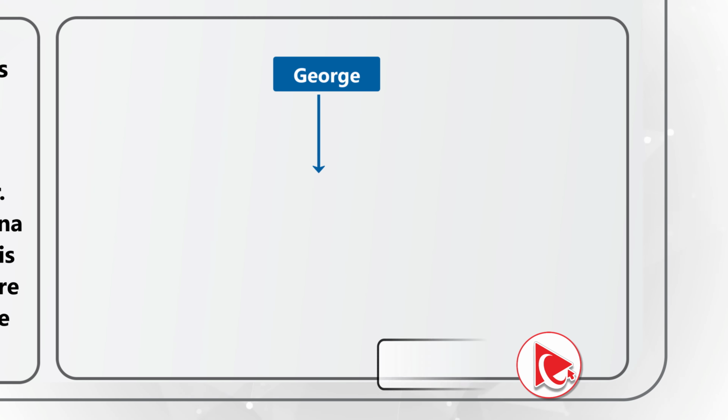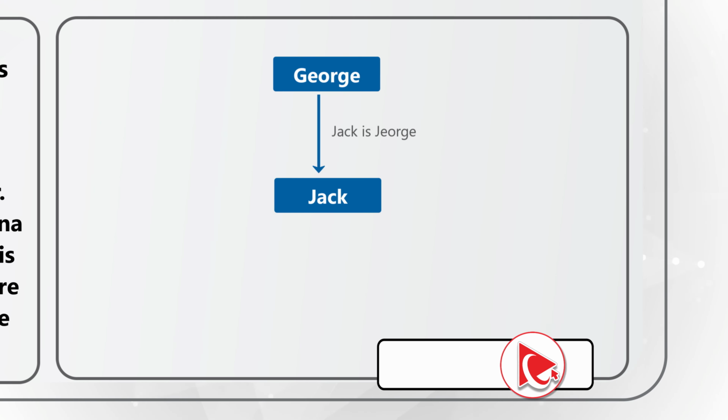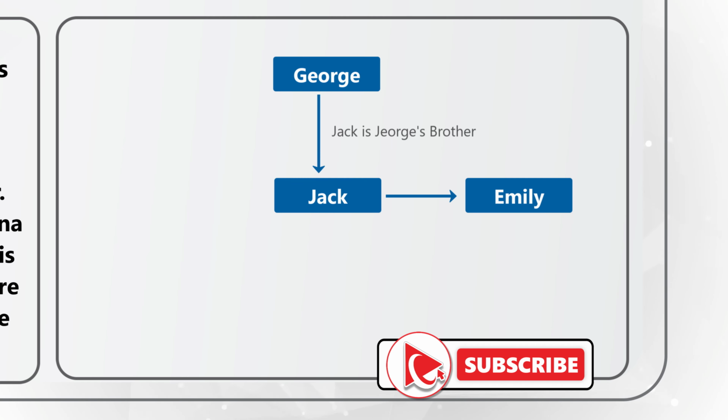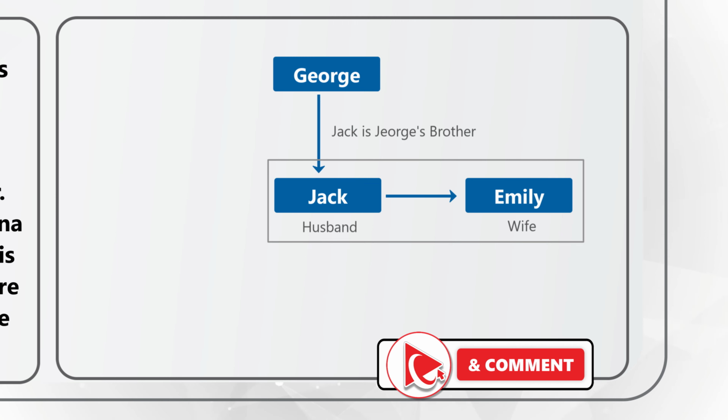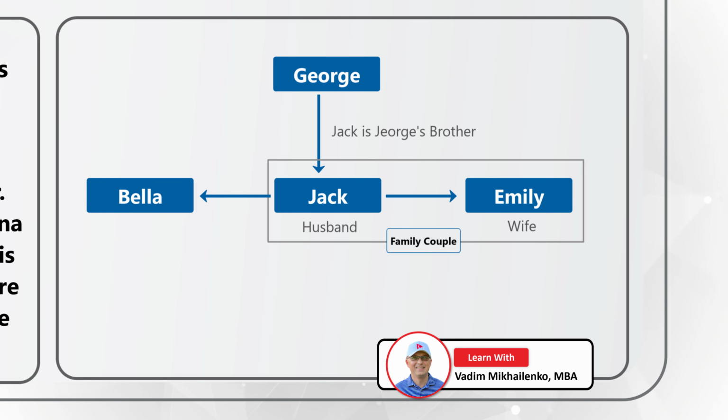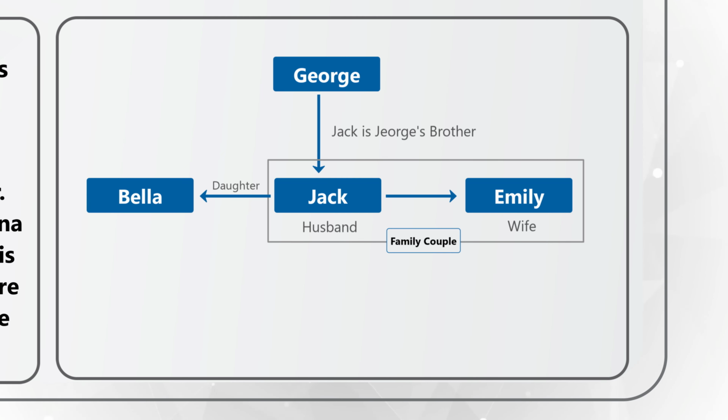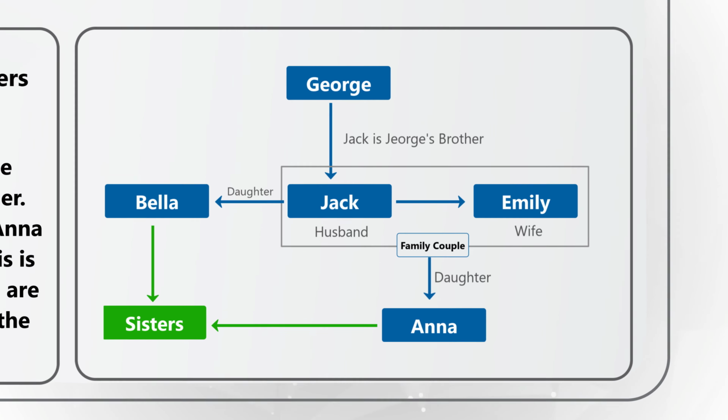Let's start with the statement that George has a brother, and George's brother is Jack. Jack also has a wife, Emily, and they're a couple, and Jack and Emily are a family couple. We also know that Bella is the daughter of George's brother, which means Bella is the daughter of Jack and Emily. We also learned that Anna is the daughter of Emily, which means Anna is daughter of Jack and Emily, which means that Bella and Anna are sisters.